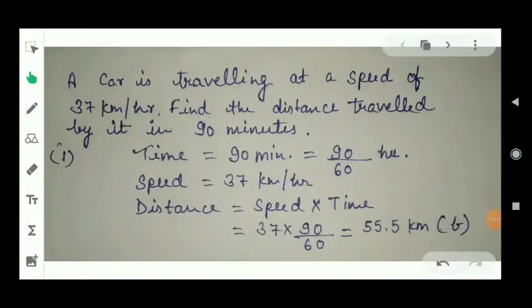Hello students, today I will start reasoning chapter number 2, that is time and distance.